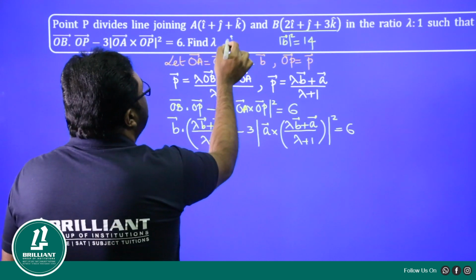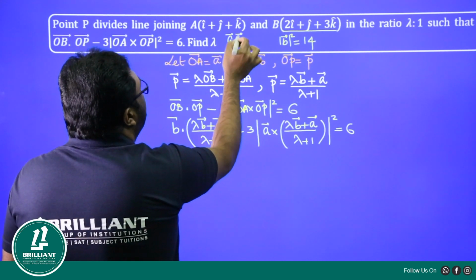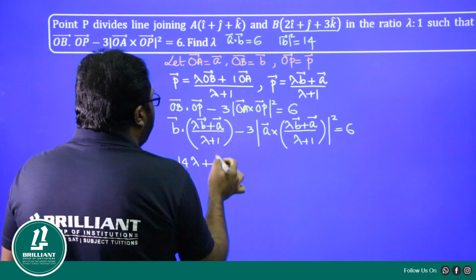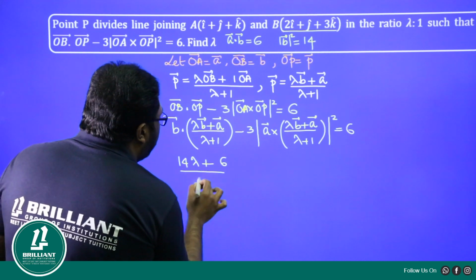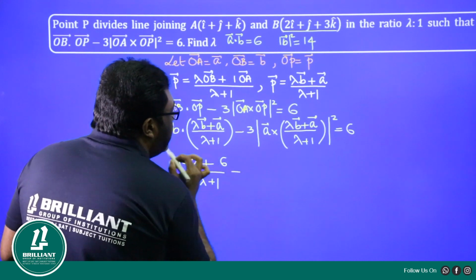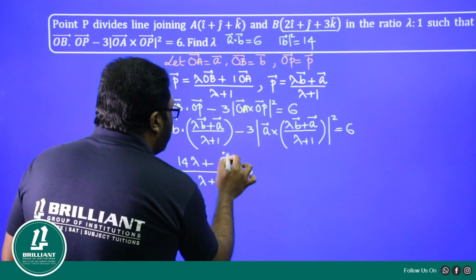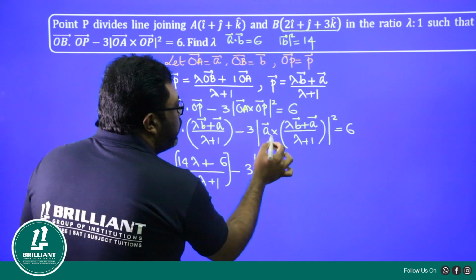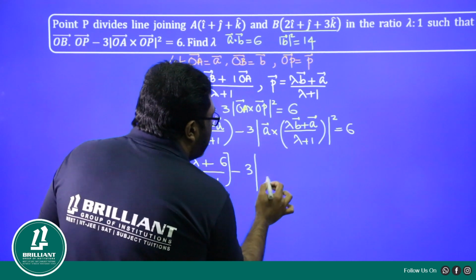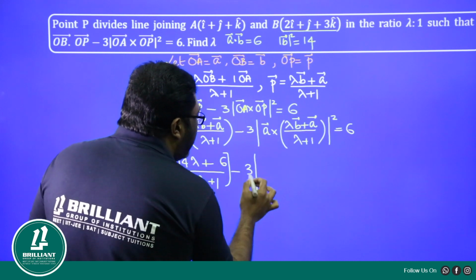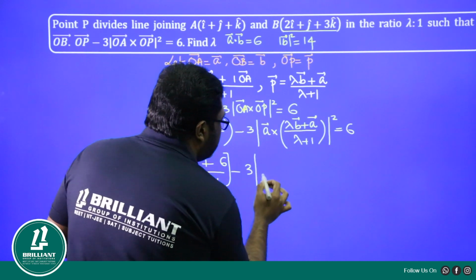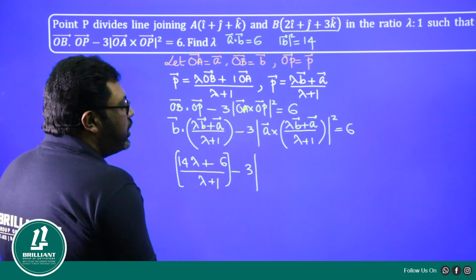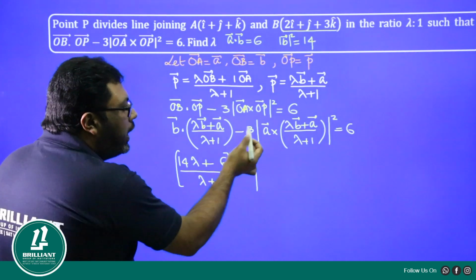Now from here, what is my A dot B? 2 plus 1, 3 plus 3, 6. A dot B is equal to 6 divided by lambda plus 1 minus 3 into magnitude of, you look at this, the first one, you can see this lambda plus 1, the whole squared, it's like a scalar quantity. It's not going to affect the vector multiplication here. I need A cross B.